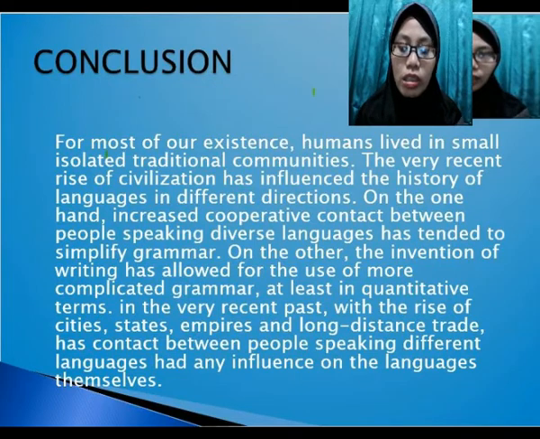On the other, the invention of writing has allowed for the use of more complicated grammar, at least in quantitative terms. In the very recent past, with the rise of cities, states, empires, and long-distance trade, has contact between people speaking different languages had any influence on the languages themselves.